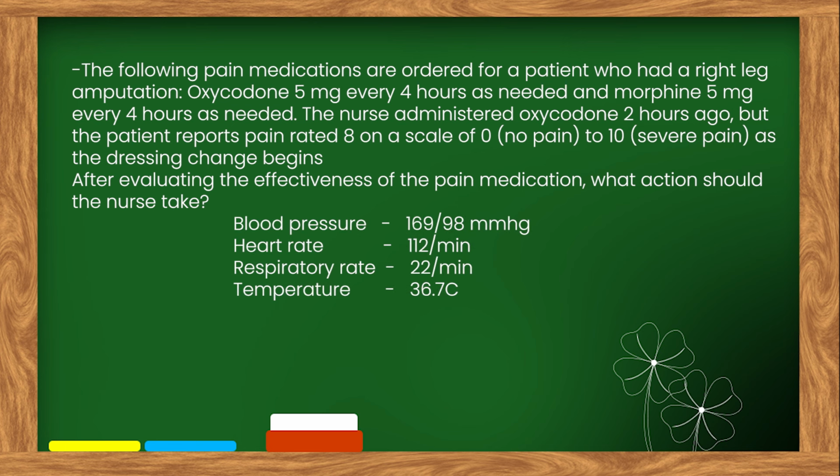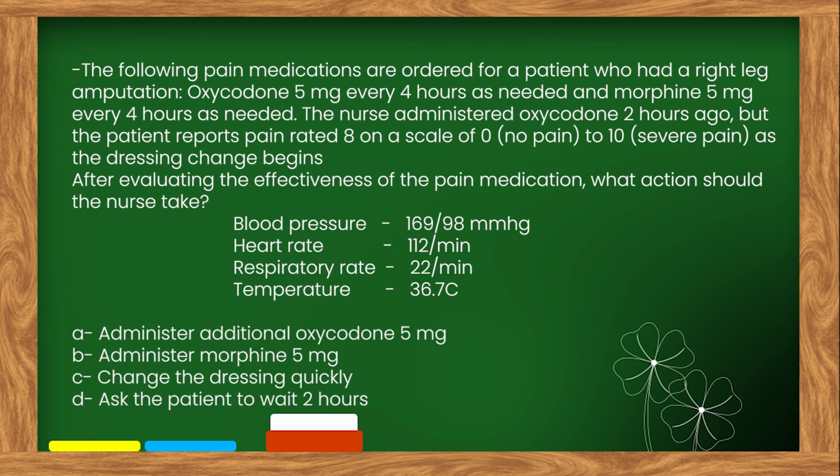Blood pressure 169/98 millimeters of mercury. Heart rate 112 per minute. Respiratory rate 22 per minute. Temperature 36.7 C. And the options are: A.